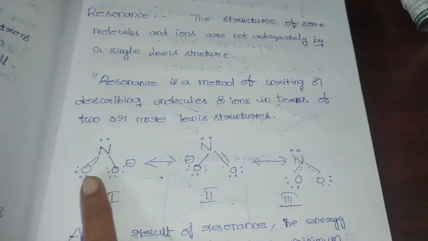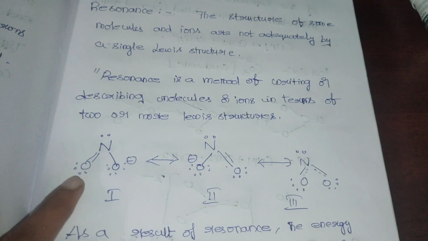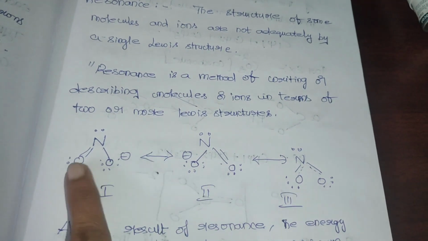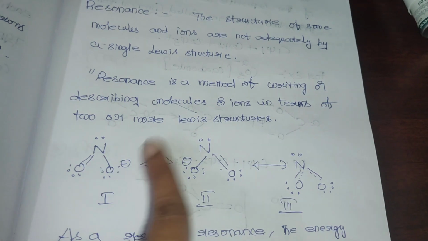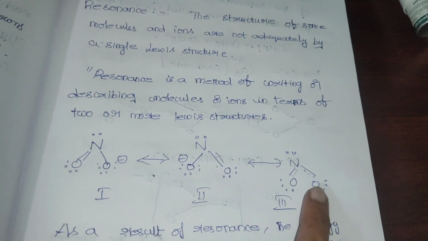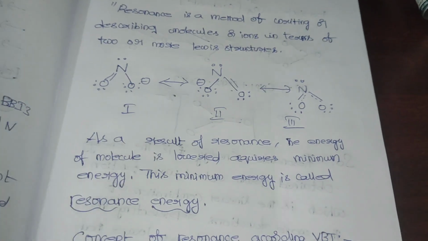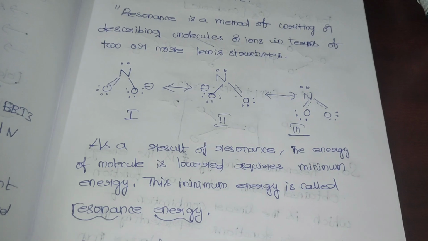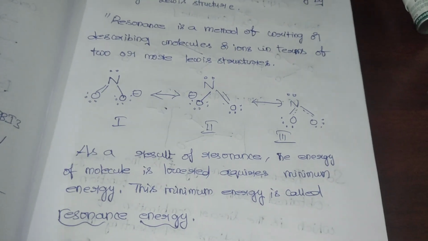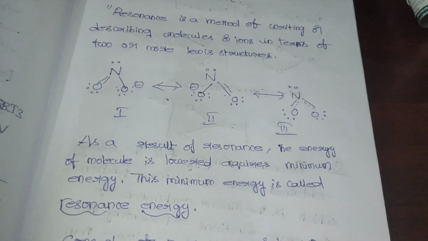For example, nitrogen dioxide, we can represent it in three structures, where the double bond is rotated. In these two structures, the double bond is with this oxygen atom and with this oxygen atom, so it can be rotated between these two. Because of this resonance, the energy of the molecule is lowered and it acquires minimum energy. This minimum energy acquired because of resonance is called resonance energy.